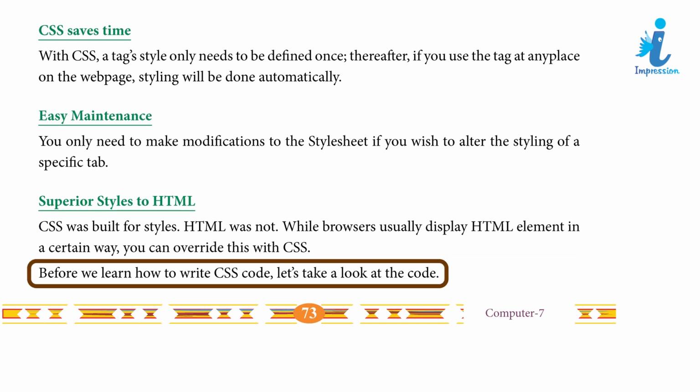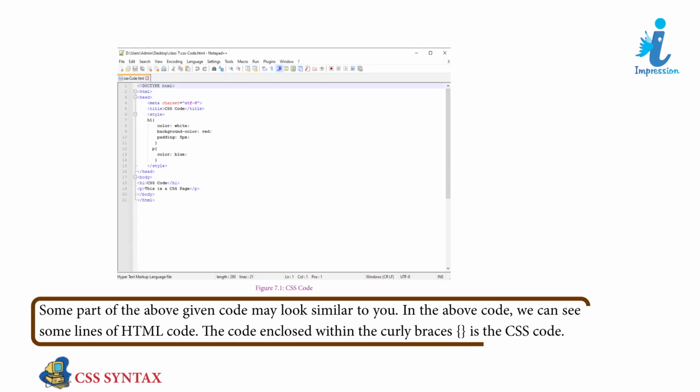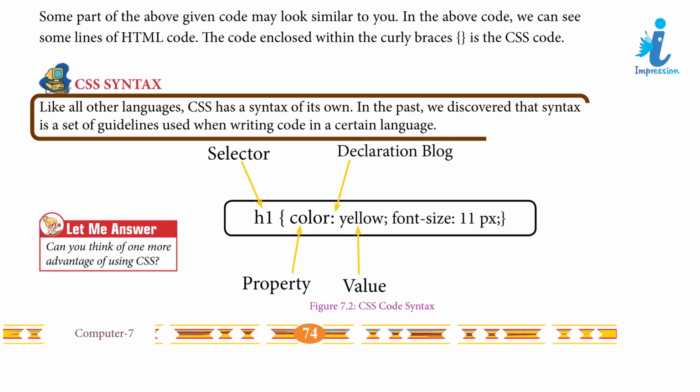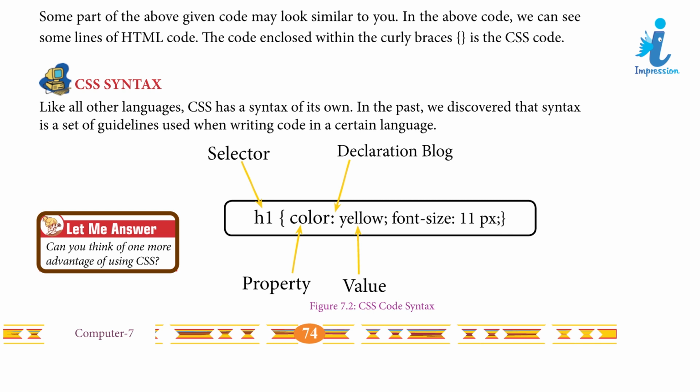Before we learn how to write CSS code, let's take a look at the code. Some part of the above given code may look similar to you. In the above code, we can see some lines of HTML code. The code enclosed within the curly braces is the CSS code. CSS syntax. Like all other languages, CSS has a syntax of its own. In the past, we discovered that syntax is a set of guidelines used when writing code in a certain language. Let me answer. Can you think of one more advantage of using CSS?